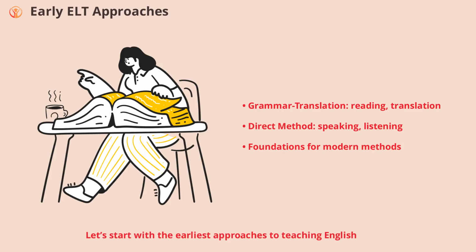Let's start with the earliest approaches to teaching English. In the 19th and early 20th centuries, two methods dominated: the grammar translation method and the direct method. The grammar translation method focused on reading and translating texts, while the direct method emphasized speaking and listening, using only the target language in class. These approaches reflected different beliefs about what it meant to know a language and how best to teach it. Understanding these foundations is key to appreciating later developments.